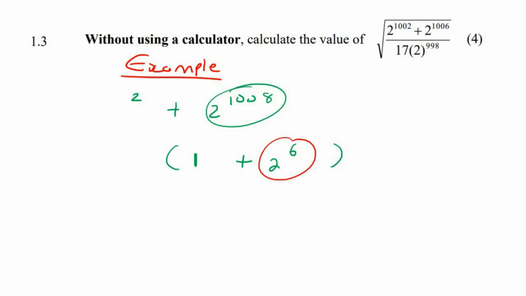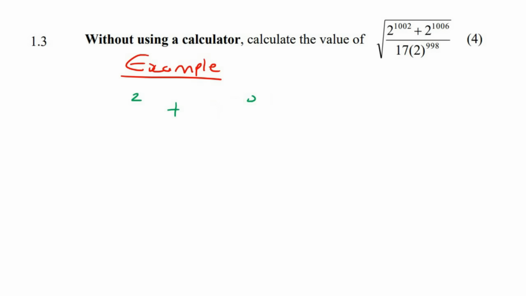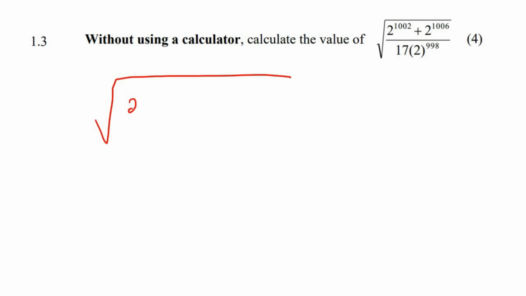So we're going to do the same type of technique and let's see if it works out. We're going to open up a square root and we're going to take out a 2 to the 1002 as a common factor at the top part. I don't care what's happening at the bottom right now. And so you're going to be left with 1 plus 2 to the power of 4.